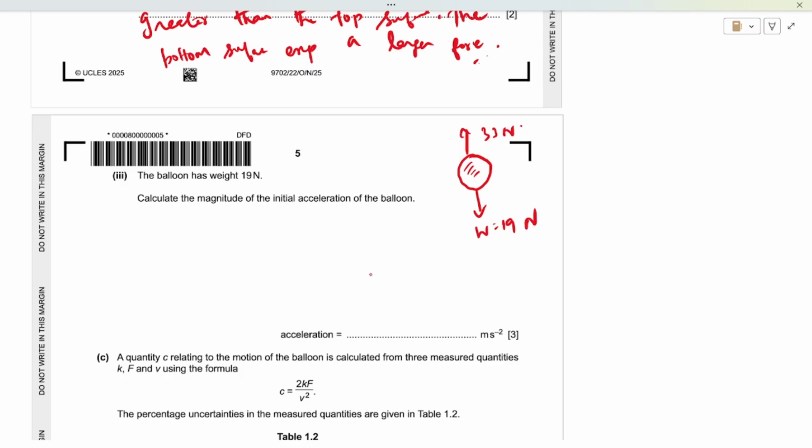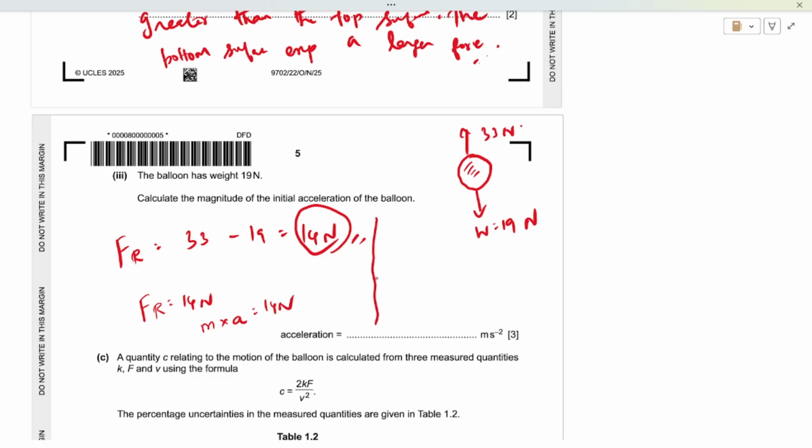So for calculating the initial acceleration of the balloon, we need to find the resultant force. The resultant force will be equal to 33 Newton minus 19 Newton, which will give us 14 Newton as the resultant force. And we know the formula for the force. So the resultant force, which is equal to 14 Newton, is mass times acceleration, which will be equal to 14 Newton.